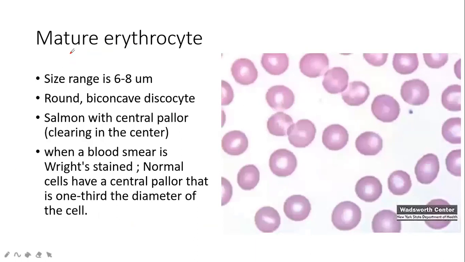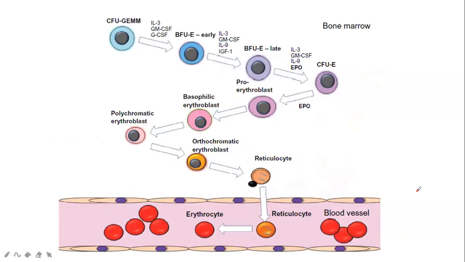Now we have your mature erythrocyte, which ang size niya is around 6 to 8 micrometer. You have a round biconcave shape, salmon with a central pallor. So normal central pallor is around 1/3 of the diameter of your cell. So normal blood cells will have a 1/3 central pallor.